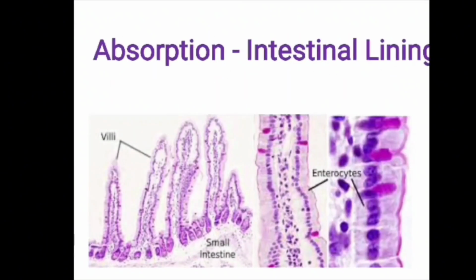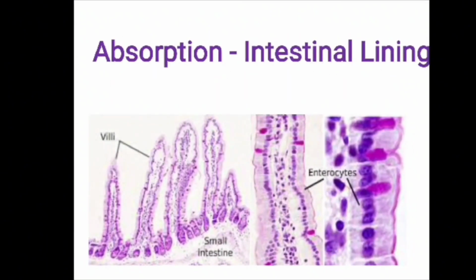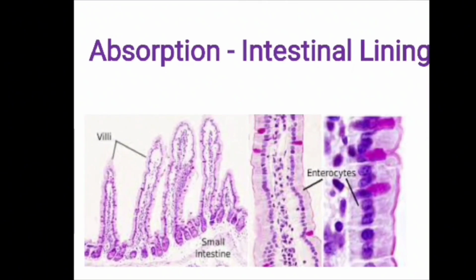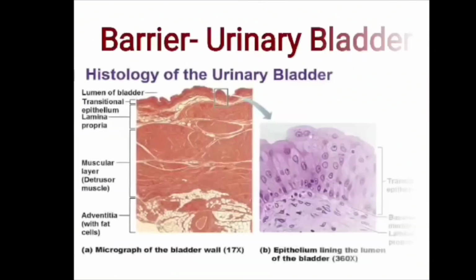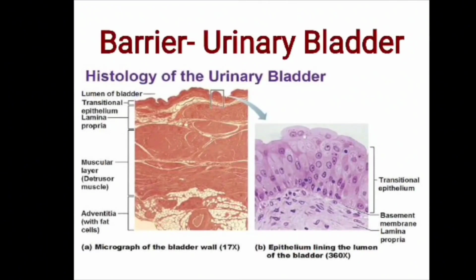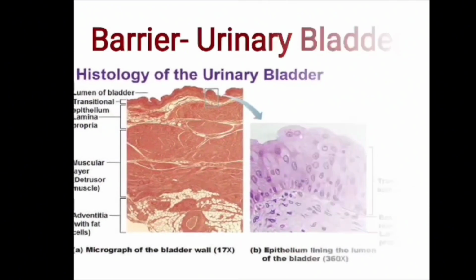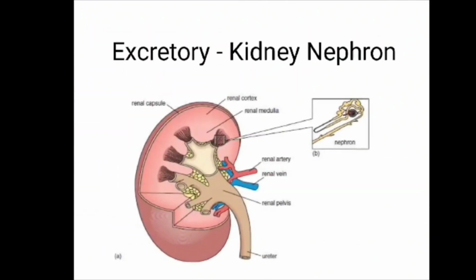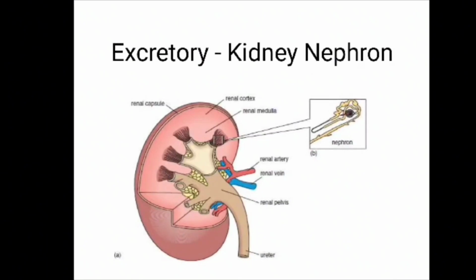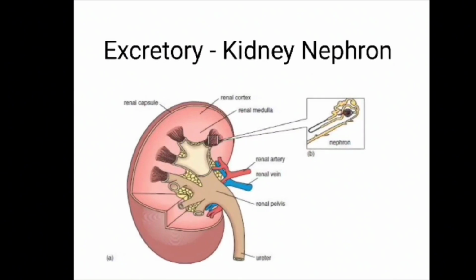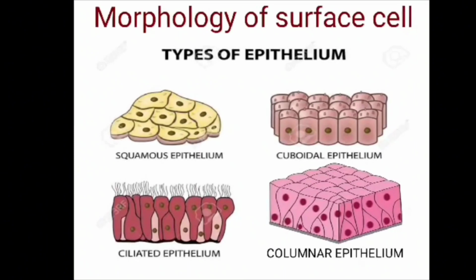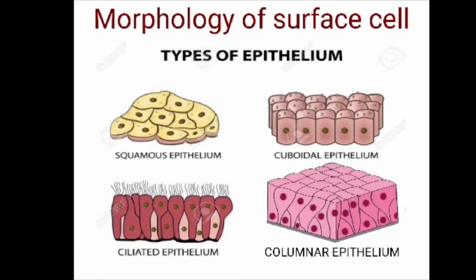Third is absorption, and it is seen in villi of small intestine. Then comes barrier, which is present in urinary bladder and also in skin. Lastly, excretion, that is present in nephron. Now we are heading towards the types of epithelium.